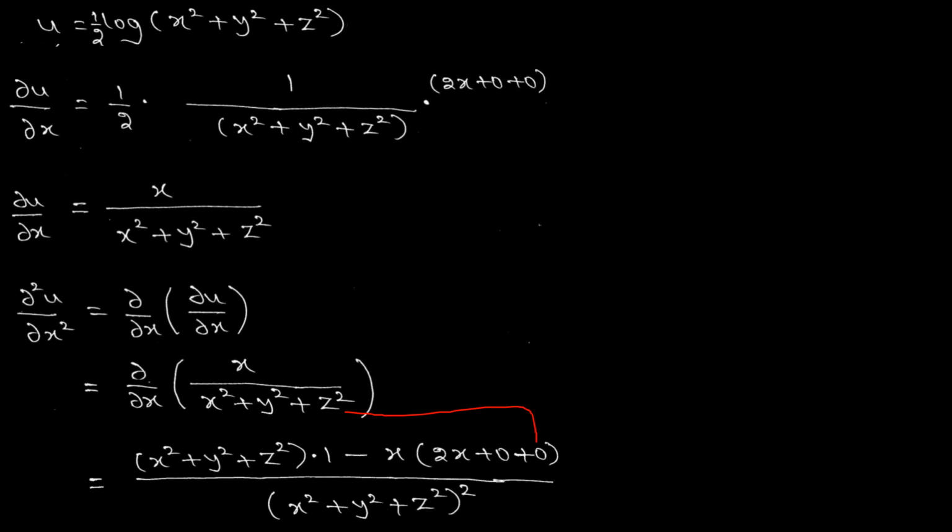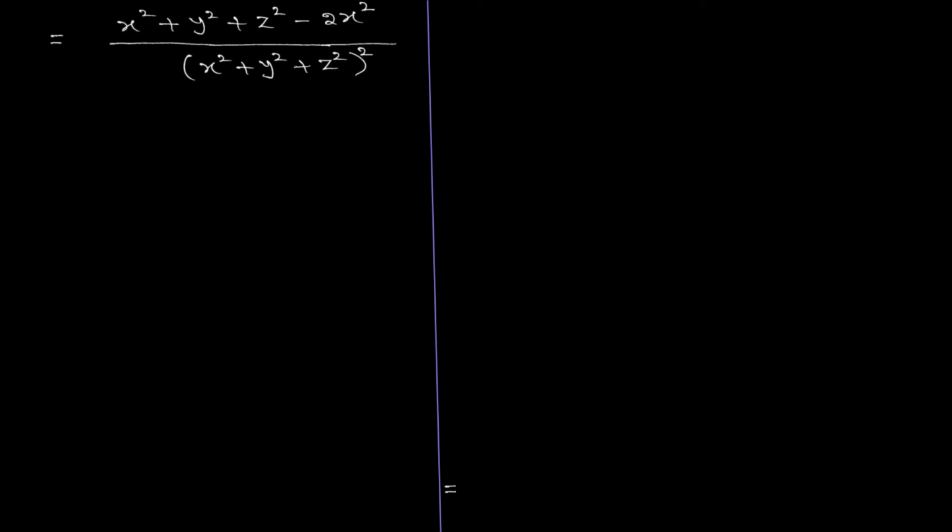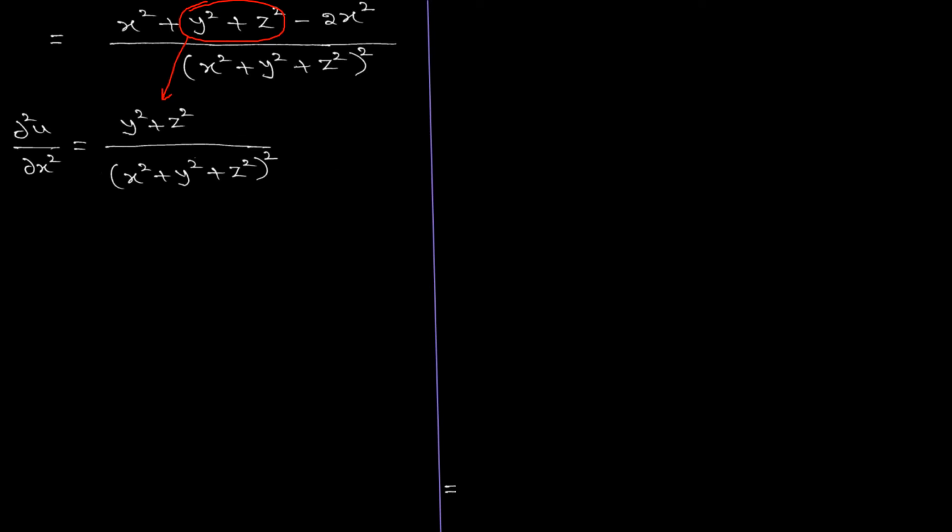Now further simplification, x into 2x is 2x square here. Yes, we have this. Now x square minus 2x square gives minus x square. I have written y square plus z square as it is, and this gives minus x square on addition with x square. Let us call this equation number 1.